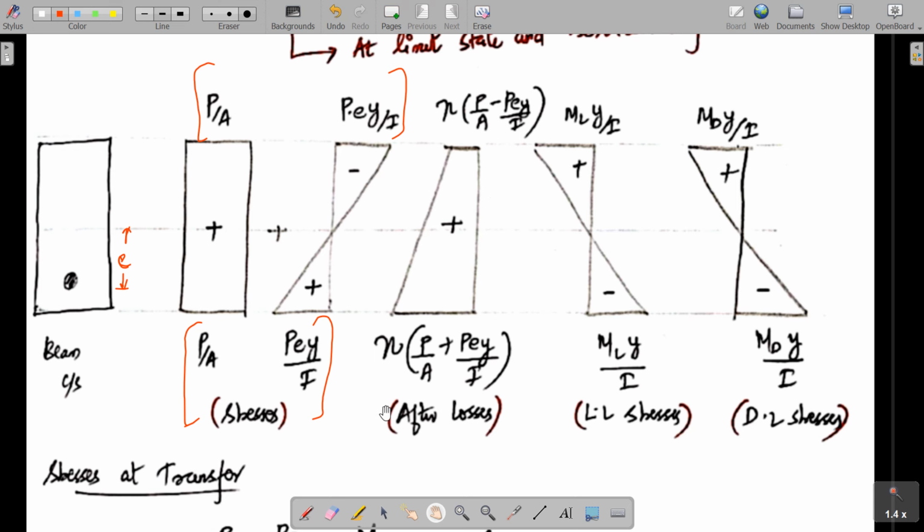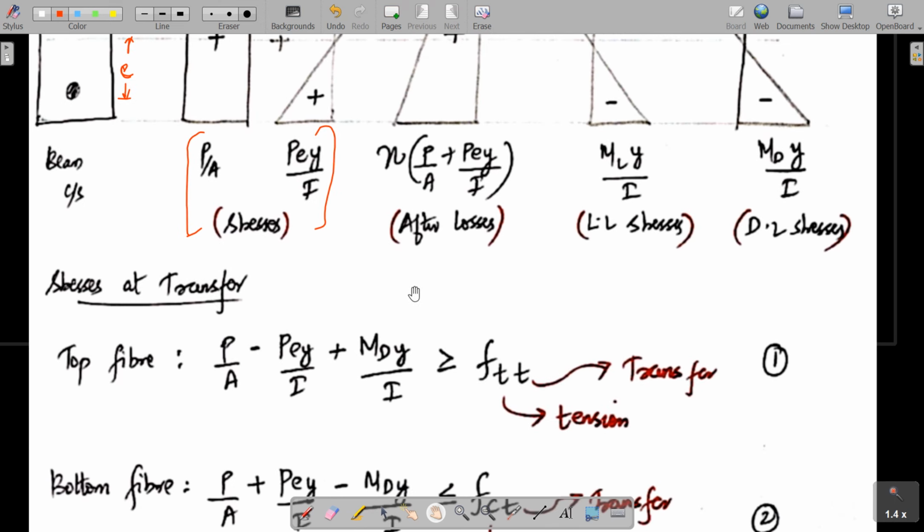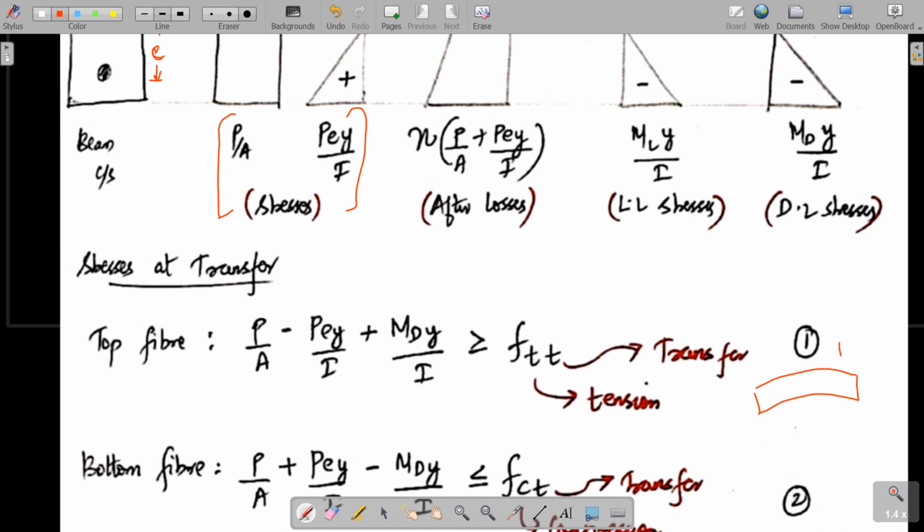Now if you see the stresses at transfer, you have the condition like this. At the top it is tension, and at the bottom we have compression due to the pre-stressing force. So at the top fiber it should be P by A minus P into E into Y by I plus, due to dead load moment, MD into Y by I, and this stress should be greater than the allowable tensile stress at transfer, that is FTT.